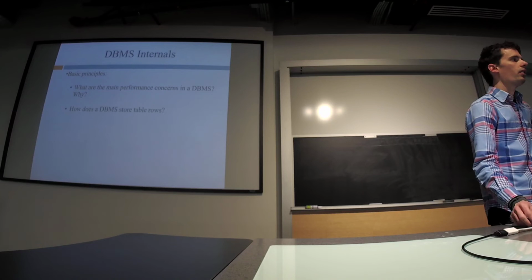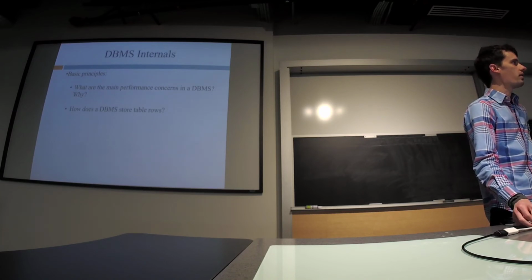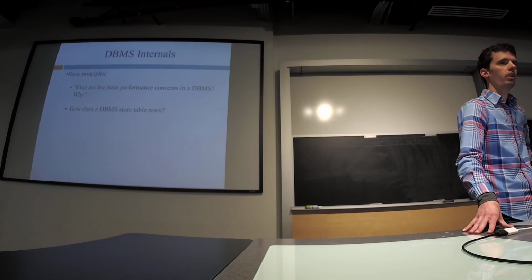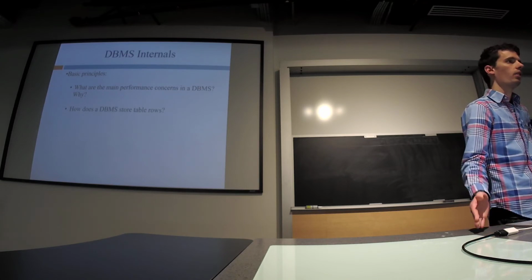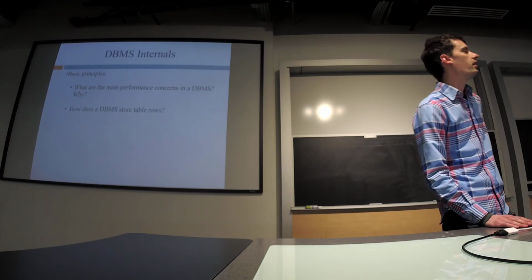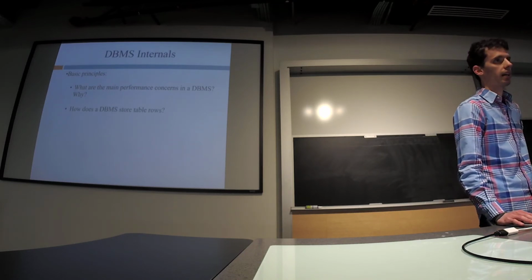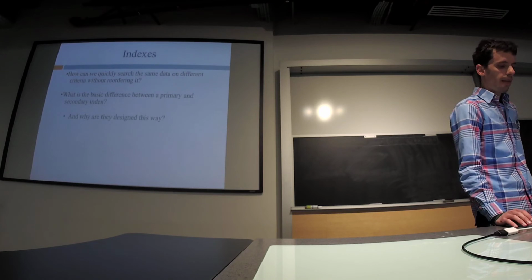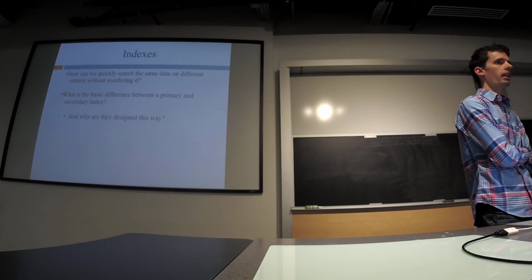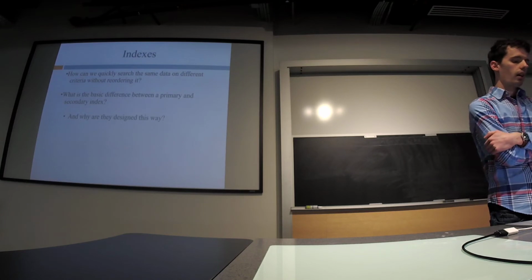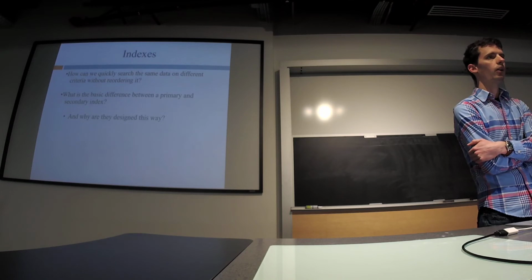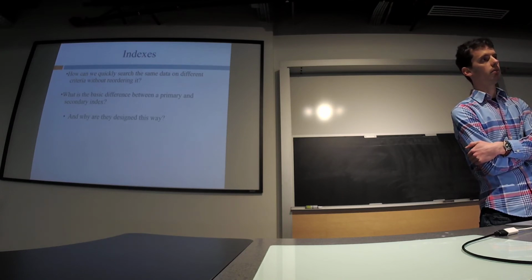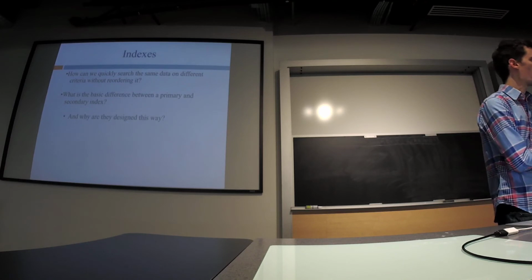And then the internals of the database management system. What are the issues, particularly with performance, that it has to deal with? And the big one that this comes down to is disk access is slow. So they're going to be written in a way to optimize for disk access, and then that leads to indexes. So how can we quickly search through some table for some data? How can we do it without resorting the entire table to search on a different criteria?